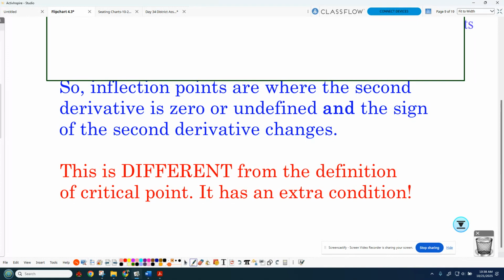What makes an inflection point an inflection point? Where the second derivative is 0 or undefined. You guys always skip that one. And the second derivative needs to change sign. There's an extra condition. Similar to critical point, but there's an extra piece.